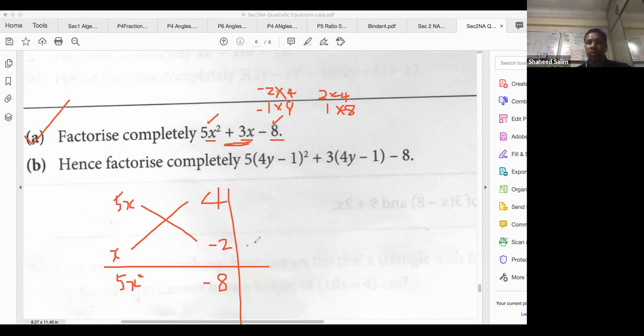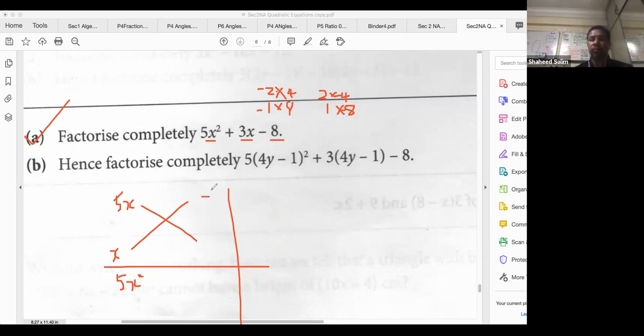5 times minus 2 is minus 10x. X times 4 is 4x. 10 minus 4, sorry, you get minus 6x. This is not the right one. So this combination, 4 minus 2, cannot be. So maybe we try minus 2, 4 and see how it goes. Maybe minus 2, 4 may work.